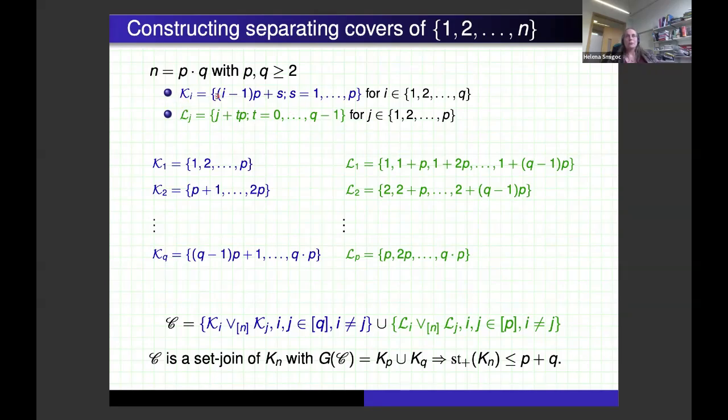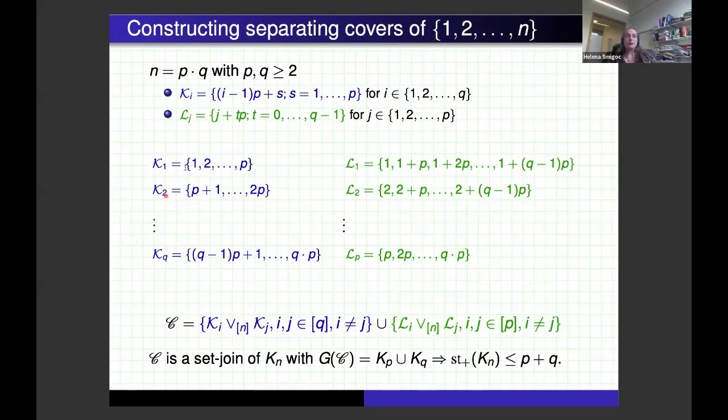Blue ones, I go from 1 to p, and then from p plus 1 to 2p, and so on. So I just write consecutive numbers, 1, 2, 3 to p in one set, and then p plus 1 to p plus 2, and so on. These are my sets, Ki. And then for the Lj's, I go in steps of p, starting with 1, 1 plus p, 1 plus 2p, and so on.